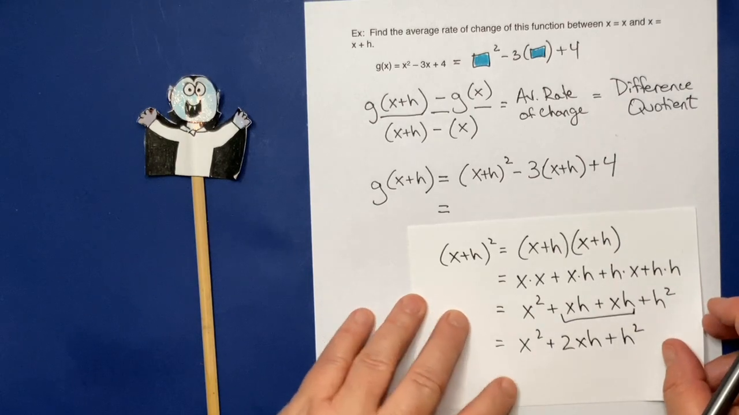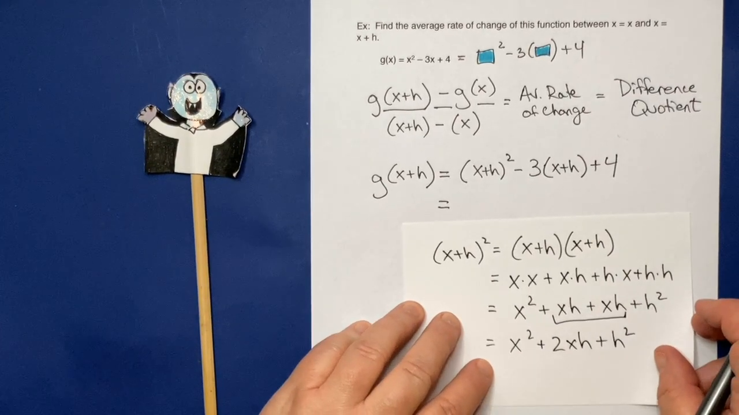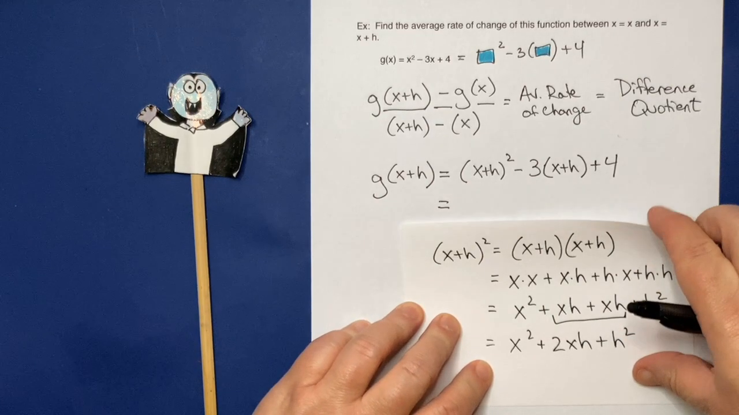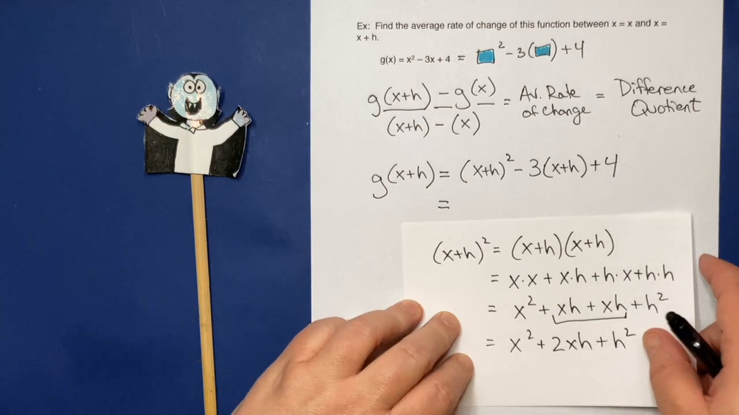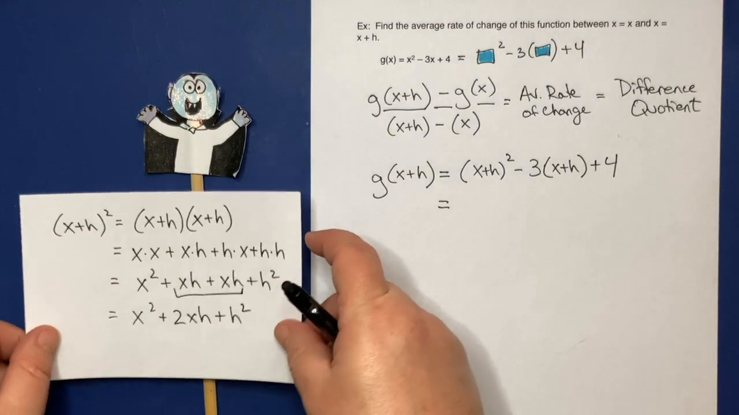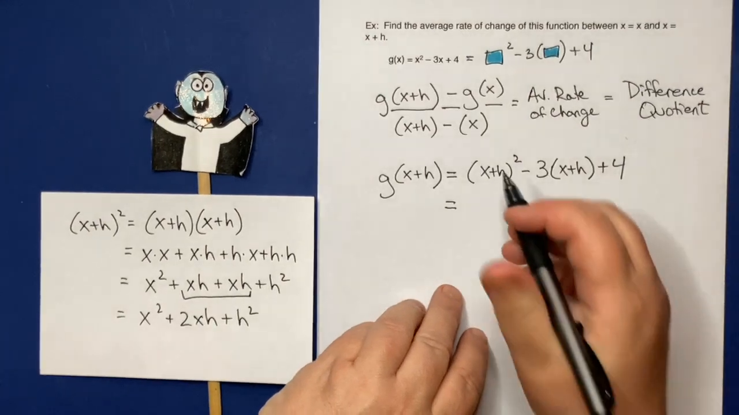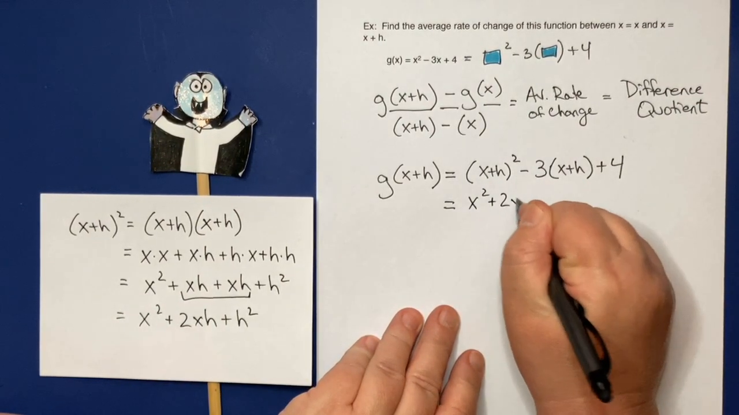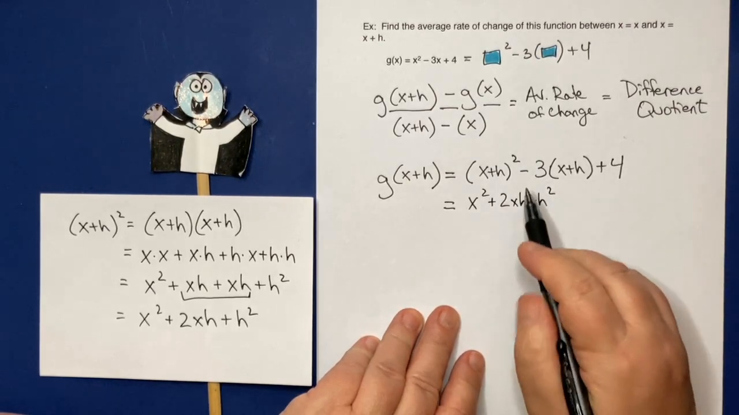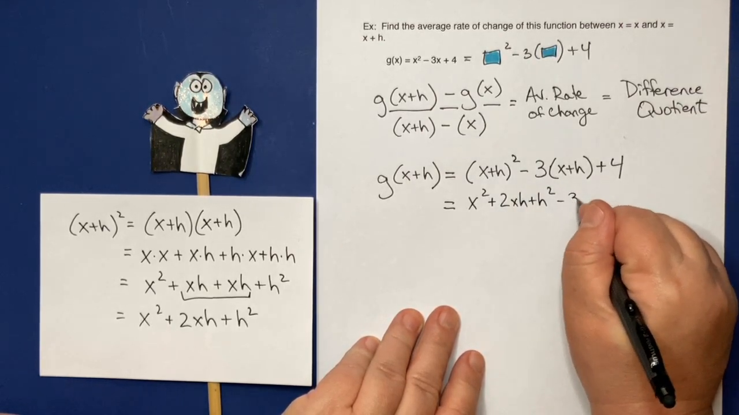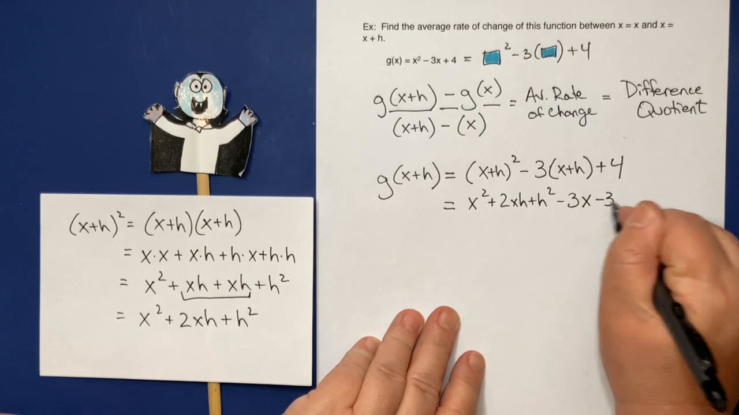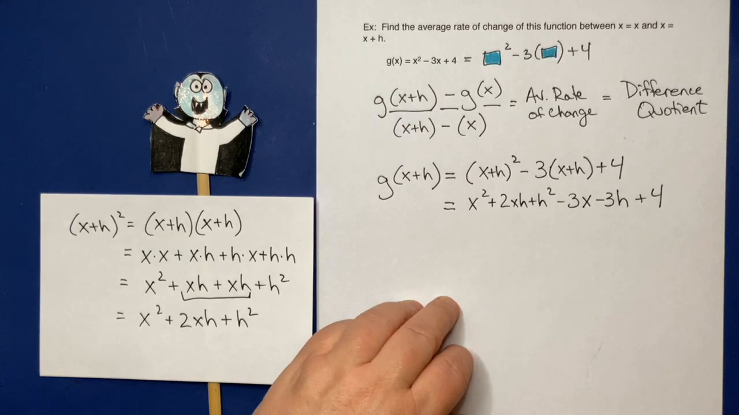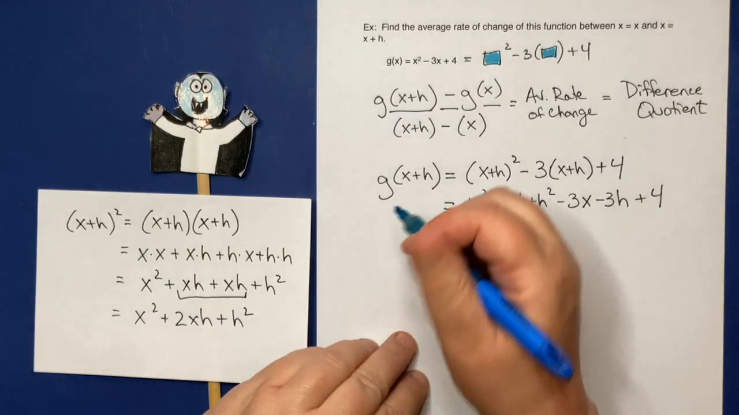Again, this is a great thing to memorize only because this thing, the difference quotient, comes up so often. Between now and calculus, you're going to get real good at it. So it's a good time to memorize it. Okay, so we got that over there. So I've got x plus h, the quantity squared, is x squared plus 2xh plus h squared. Then I do minus 3 multiplied times x and minus 3 multiplied times h plus 4.